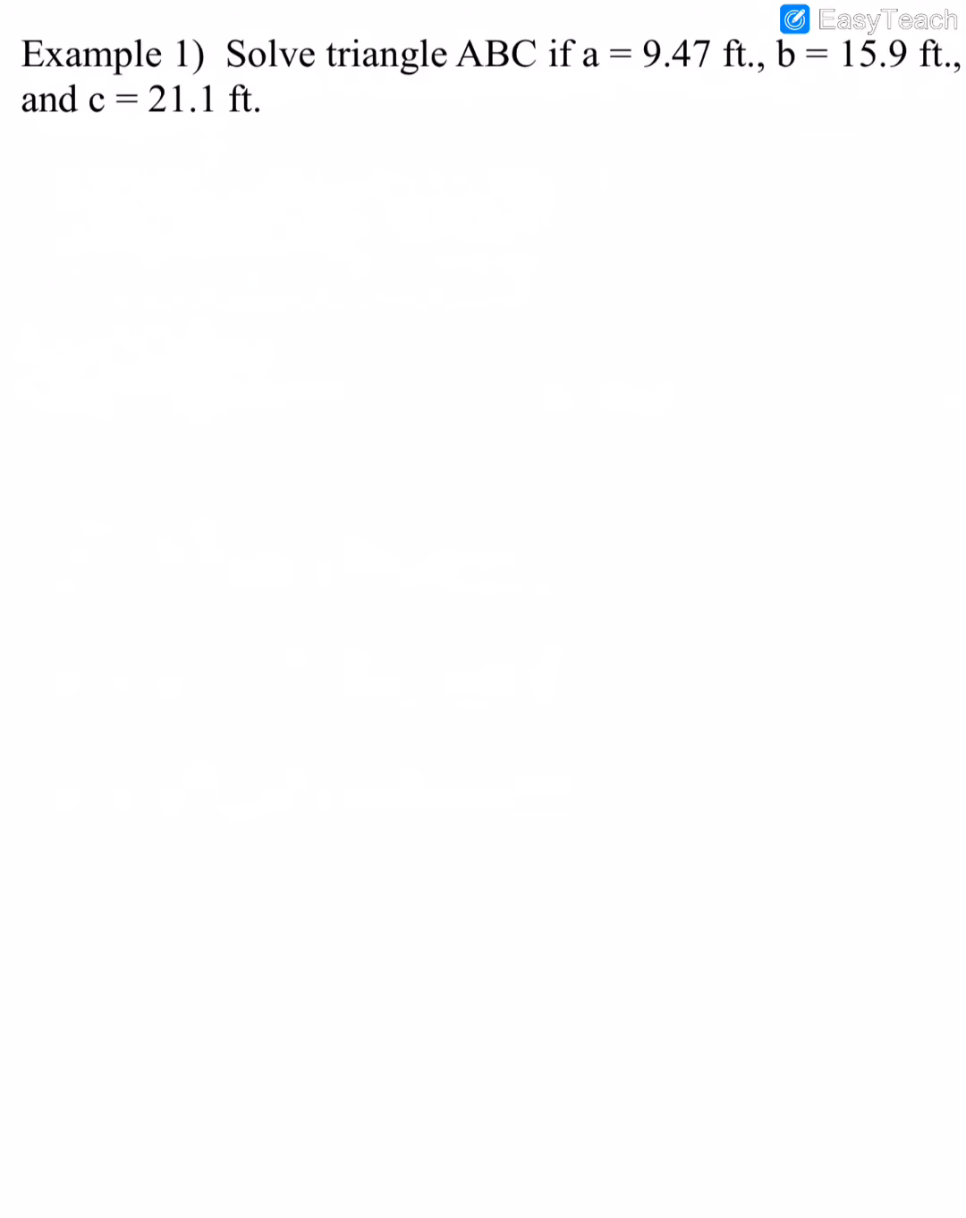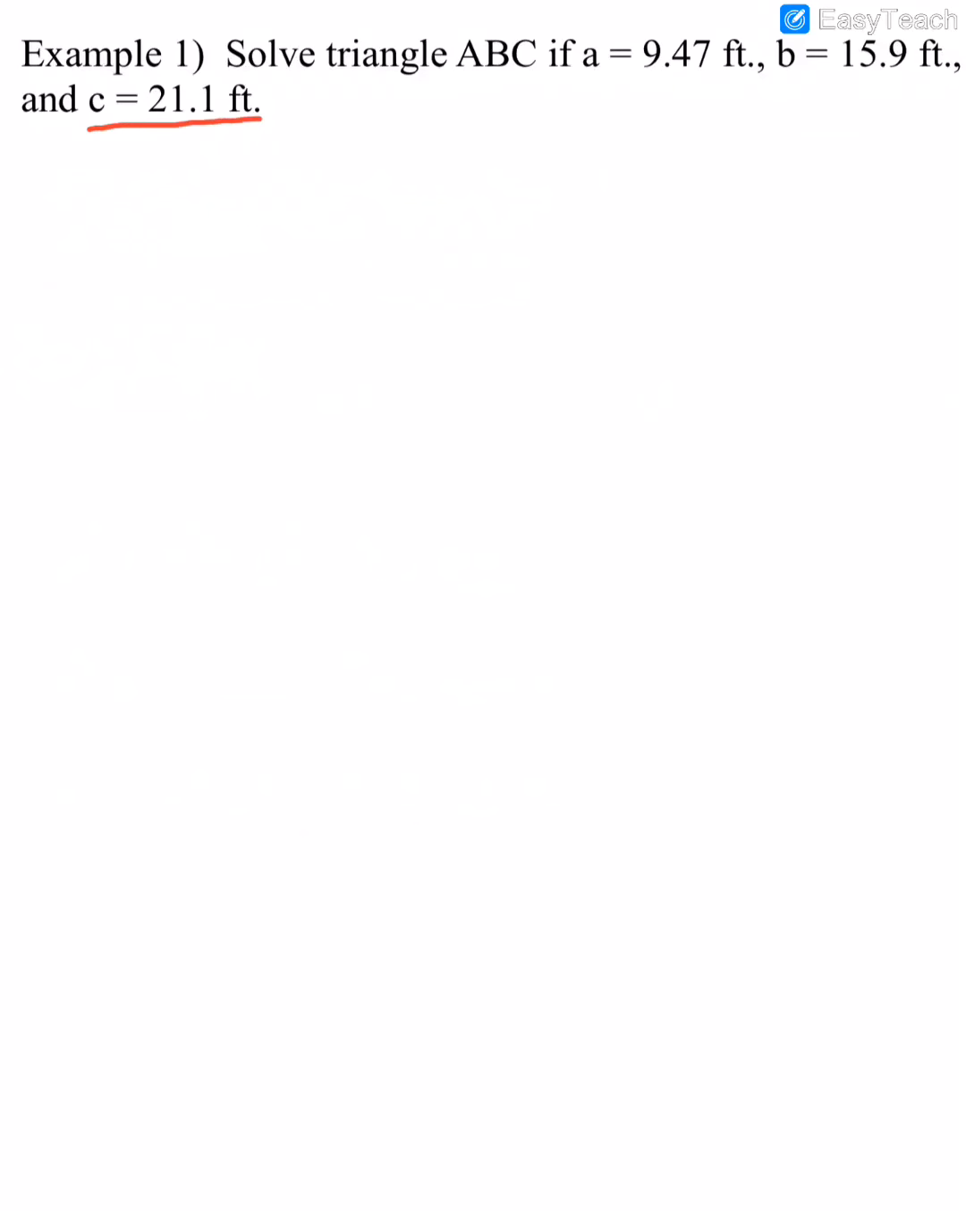So let's solve a triangle using the law of cosines. In triangle ABC, if side A is 9.47 feet, side B is 15.9 feet, and side C is 21.1 feet, then solve the triangle. Since we're given three sides, if we're trying to find an angle, we need to find the largest angle first. The largest angle is always across from the longest side.